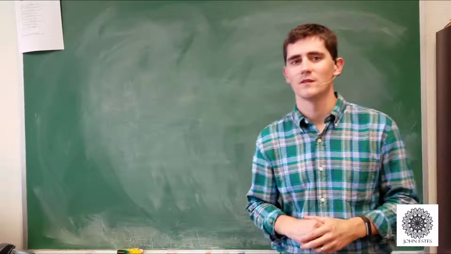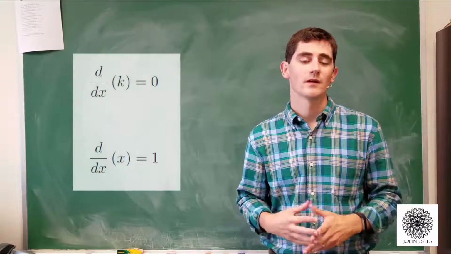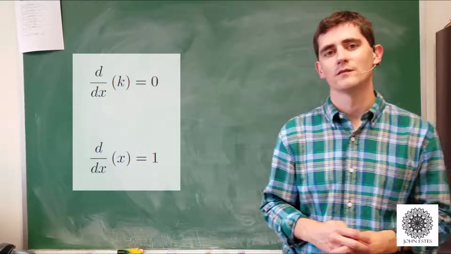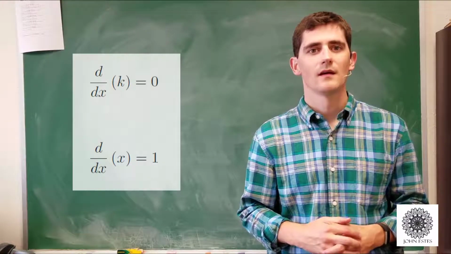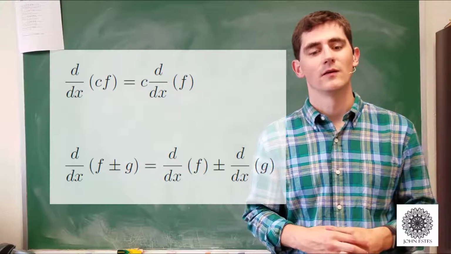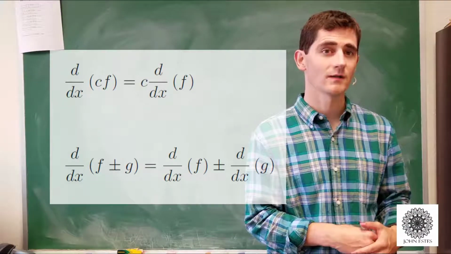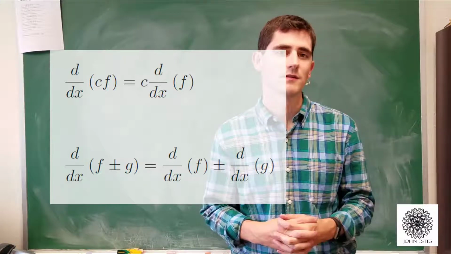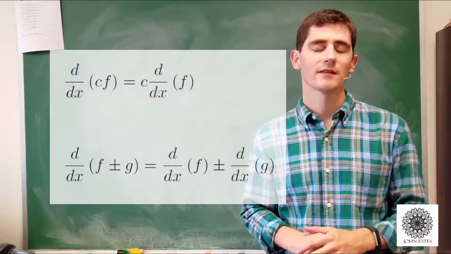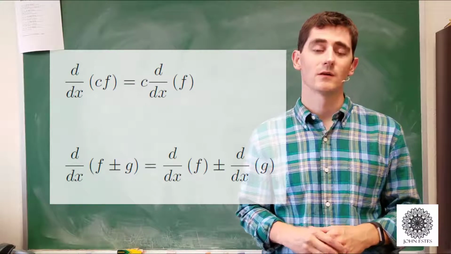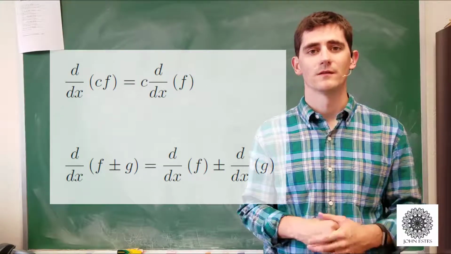Some of these formulas could be, for example, the derivative of a constant is 0. The derivative of x to the first power is simply 1. And then we can say things like the derivative of a constant times a function is the same as taking the constant out front and then taking the derivative of the function. Or if I'm adding or subtracting two functions, I can just take the derivative of each one of those pieces to calculate the derivative of the sum or difference function.